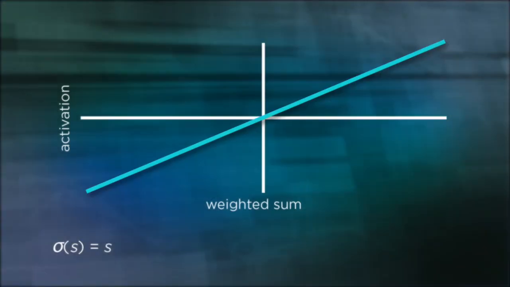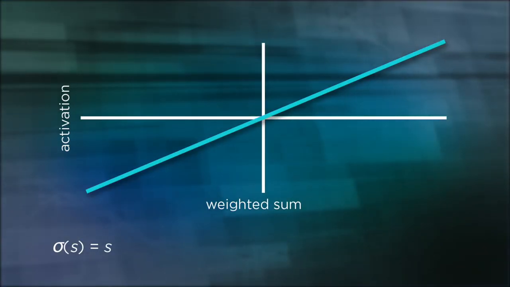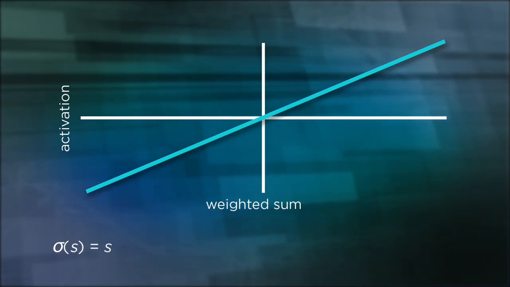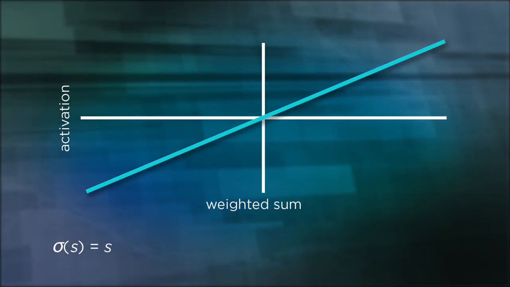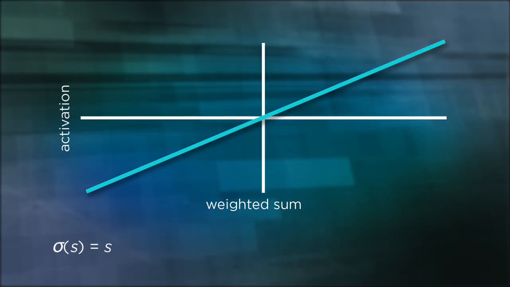Let's take a closer look at these functions. All produce more activation given a larger weighted sum as its input. The linear activation function just returns the weighted sum coming into the unit as the activation for the unit. It has the form sigma of s is just equal to s. This activation function is simple and easy to work with.